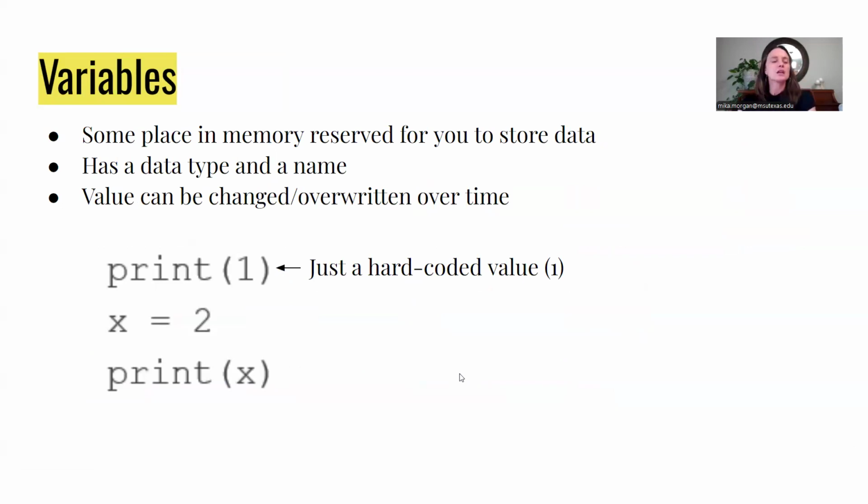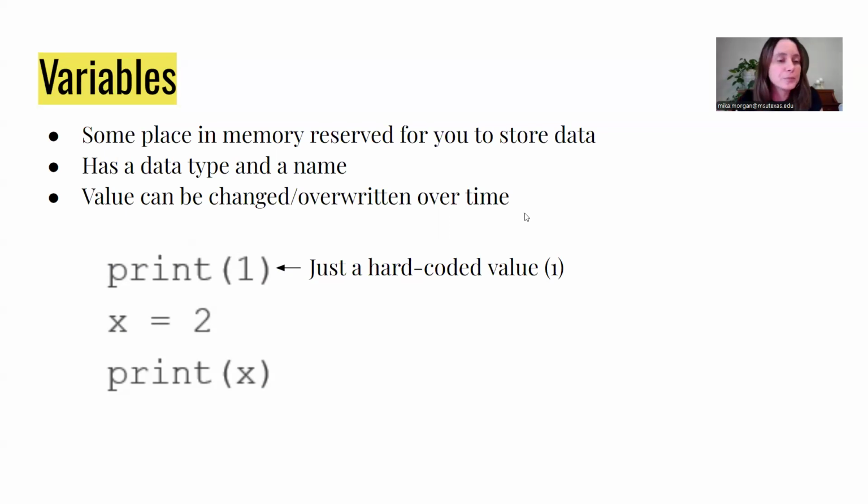Okay. So here let's talk about variables. A variable is just you have some piece of information and you want the computer to be able to keep track of that information as you go through and do something with it throughout your code. So it's some place in memory that is reserved for you to store data. It has a data type and a name. So every time you use its name in your program, the computer goes and gets that piece of information. And the value can be changed or overwritten over time.